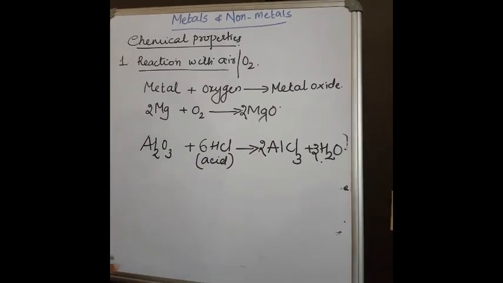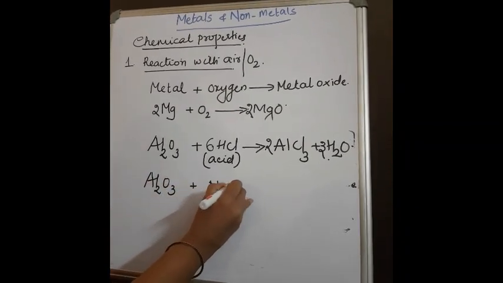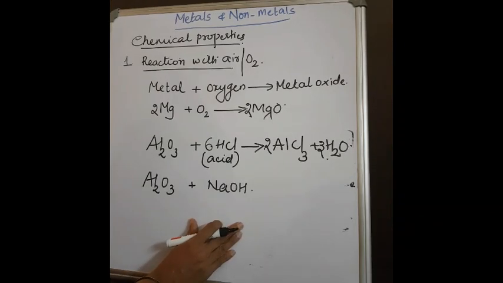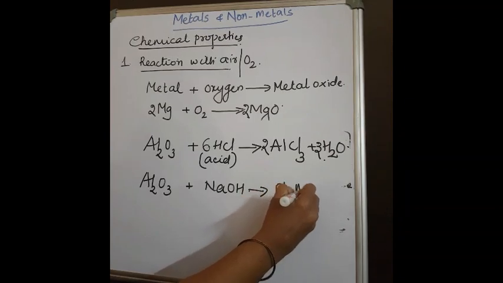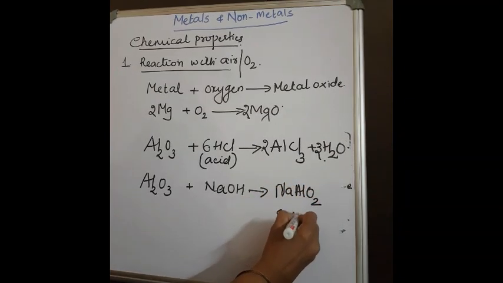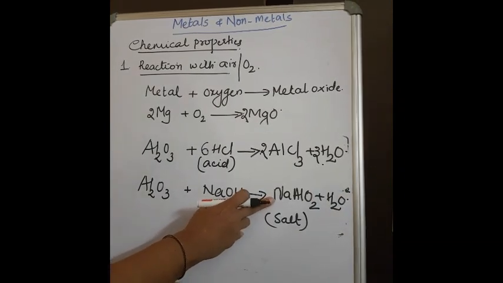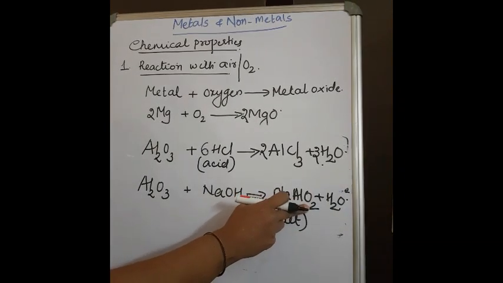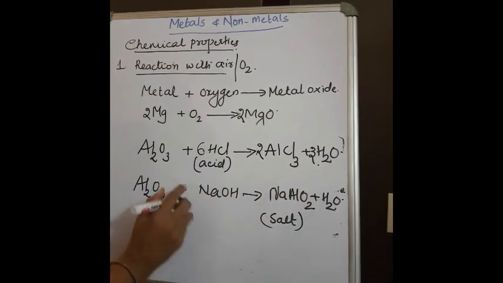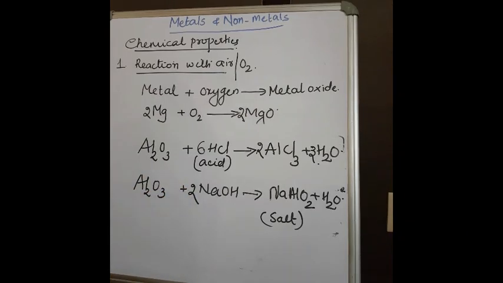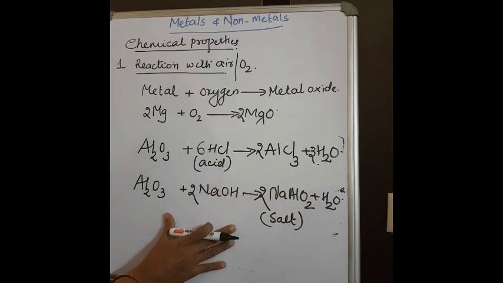At the same time, this Al2O3 reacts with a base, NaOH, to form the corresponding salt NaAlO2 plus water. This salt is called sodium aluminate, NaAlO2. If you balance it, you get 2 and then 2, with 2 hydrogens. So, this is the equation.